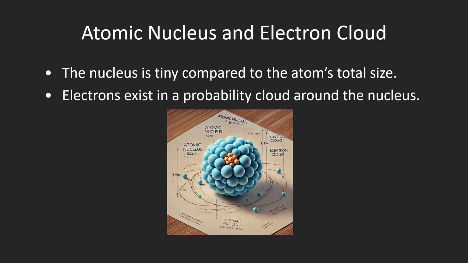The nucleus, which contains protons and neutrons, is the densest part of the atom. Although it holds almost all of the atom's mass, it is incredibly small compared to the total size of the atom. Surrounding the nucleus is the electron cloud, where electrons move in constant motion. Instead of fixed orbits, electrons exist in probability regions known as orbitals. This means that at any given moment, we can predict the likelihood of finding an electron in a particular space, but not its exact location.